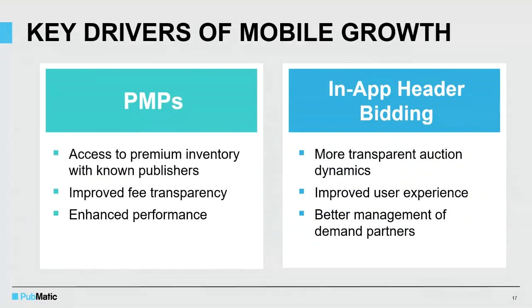But when we get to the mobile-specific reasons, I think this transparency and assurance about the inventory is even more important on mobile than it is on the web. Buyers have had concerns about whether the inventory they're buying is really what it says it is. Is it legitimate? And PMPs go a long way to solve that problem.